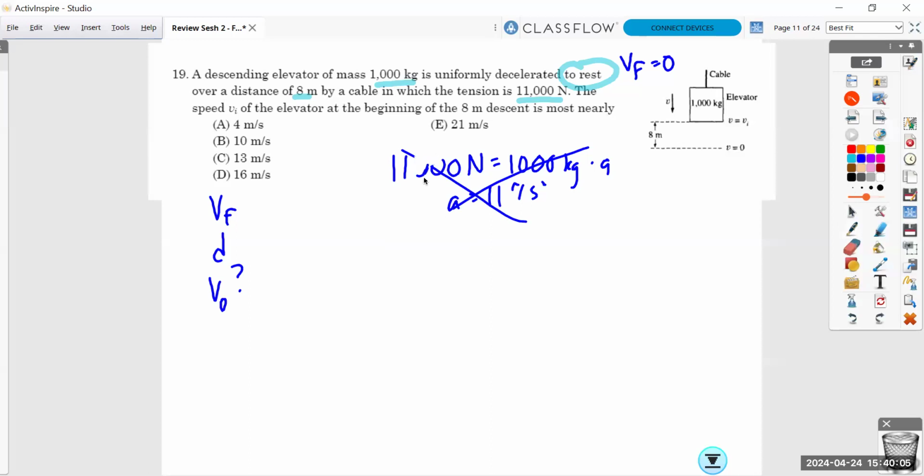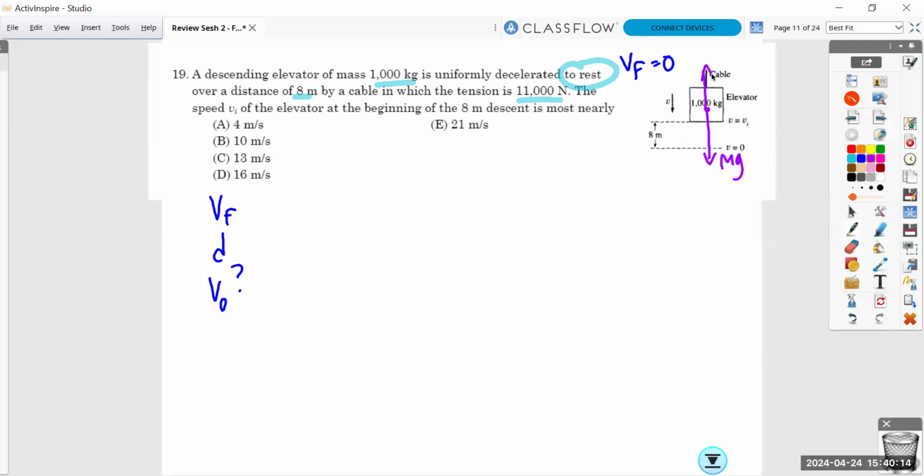Let's think about the forces on our elevator. What forces are on our elevator? Gravity and tension. So I could go ahead and write mg minus T equals ma. Here's the thing: what's mg? mg is 10,000 newtons. Tension is 11,000 newtons. So the net force is actually only 1,000 newtons.